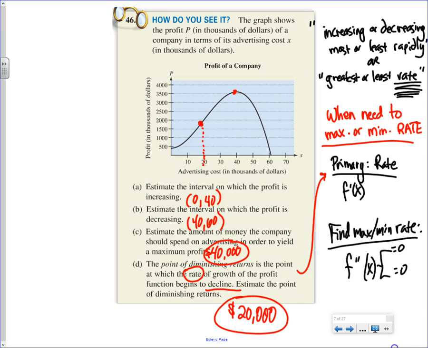Tyler, do you have a question? If this is f prime, then what is f measuring? On the profit example, what's f? F would be profit. F prime would be how fast, or the rate at which, profit is increasing or decreasing. The second derivative is how fast the rate is changing, the acceleration of the profit.